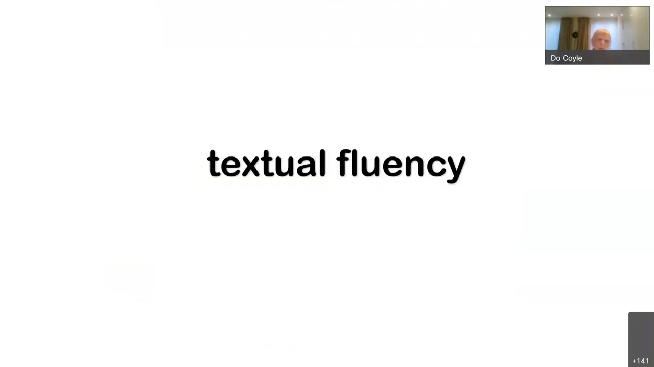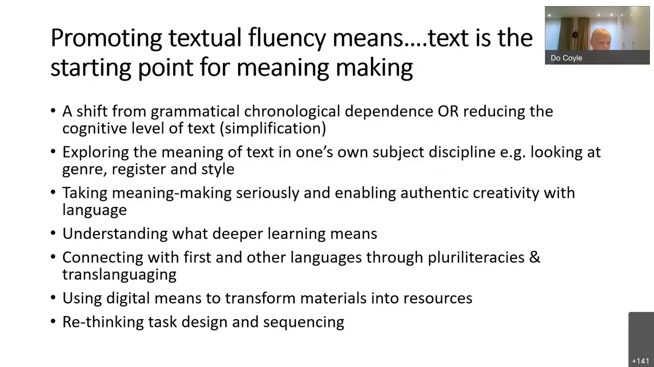So textual fluency, to me, alongside linguistic fluency, is the starting point. Linguistic fluency is not the only fluency that we want to achieve. And promoting textual fluency, what does it mean? Well, it means that for language teachers, we've got to shift from the grammatical chronology into a different kind of chronology, right? Literacies becoming increasingly more sophisticated. We've got to explore the meaning of text in our own disciplines, looking at genre, style, and register. We've got to take meaning making really seriously and connect with other languages and so on. And above all, we have to rethink task design and sequencing.